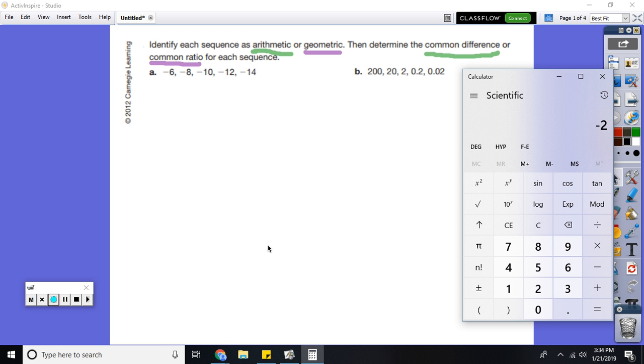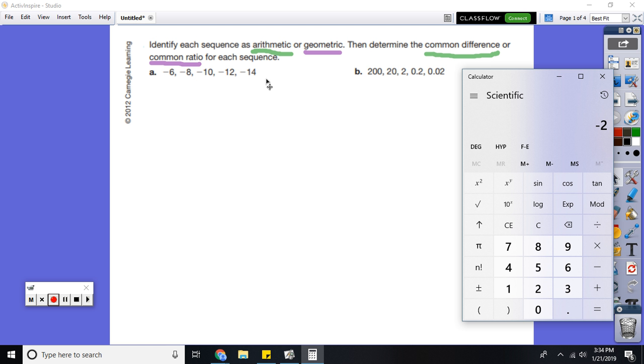So if this was arithmetic, if I added negative 2 to each term, I should get the next term. So negative 6 plus negative 2 is negative 8. Negative 8 plus negative 2 is negative 10. Negative 10 plus negative 2 is negative 12. Negative 12 plus negative 2 is negative 14. So they are adding negative 2 each time, which makes it arithmetic.